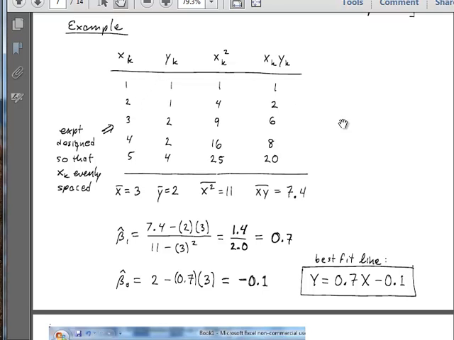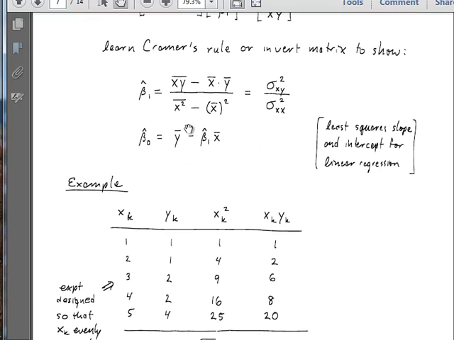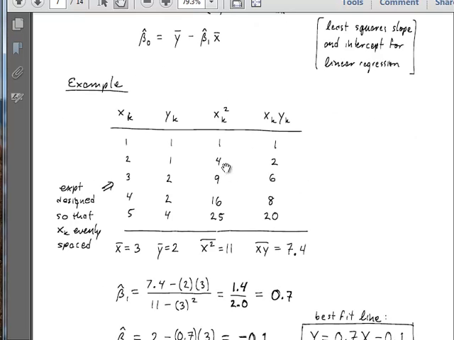Other things that appeared in the equations that we were just working with were the product of x and y, so we're going to need a column that has entries for those numbers, and a column for x squared. So in addition to our data for x and y, we have x squared and xy columns here. And once you know these numbers, of course, these are pretty trivial to go through and compute. So these are the averages. The average of x across our data set is 3, the average of y across our data set is 2, the average of x squared is 11, and the average of xy across our data set is 7.4.